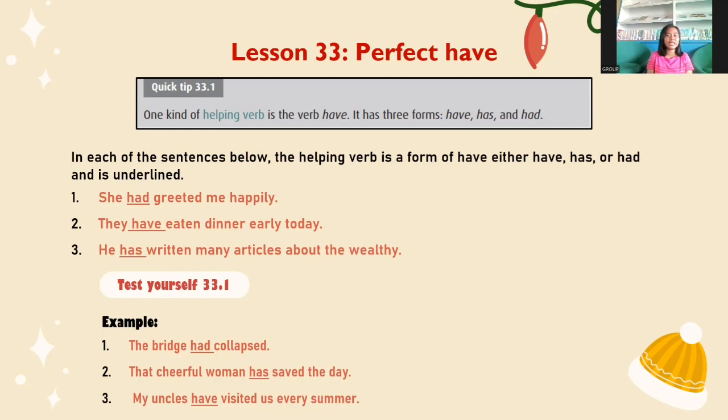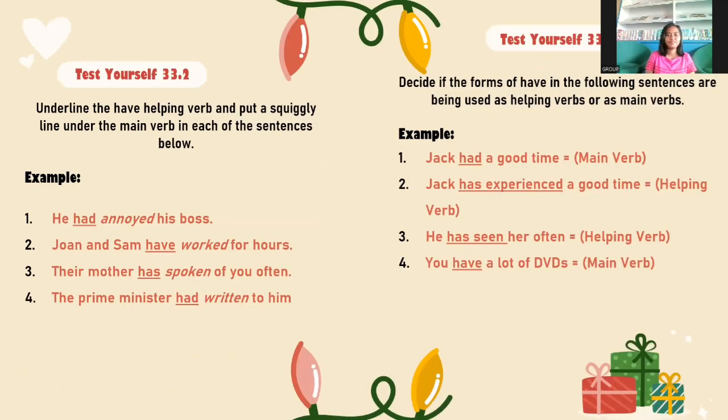All right, everyone can see the test yourself. Come on, you can try. There are two test yourselves, 33.2 and 33.3. Test yourself 33.2. Underline the have helping verb and put a squiggly line under the main verb in each of the sentences below. For example, you can see the underlines: number one had, number two have, number three has, number four had.